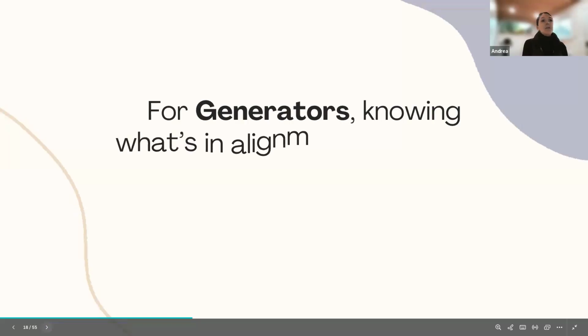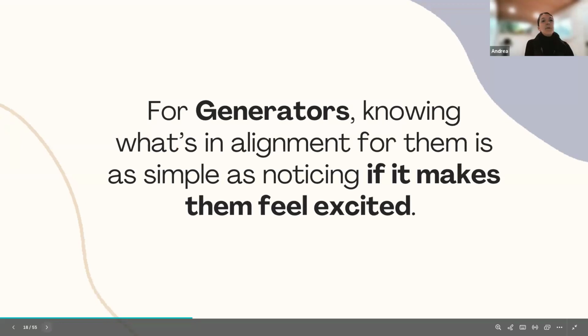So again, for generators, knowing what is in alignment for them is as simple as noticing if it makes them feel excited. So it's important for generators to say no to things that don't excite them, because if not, they will commit their energy to something that they don't want to do. And usually for generators, that means that they will see it out to the end, because if they've committed to something, they'll feel the need to see it out, but they'll drag themselves doing it because it wasn't something that was aligned with what their energy wanted to do.